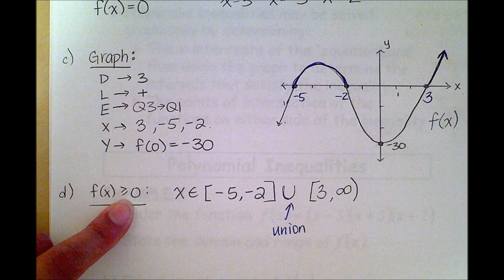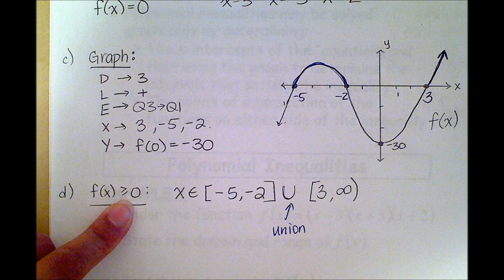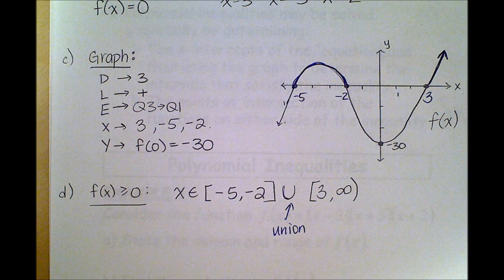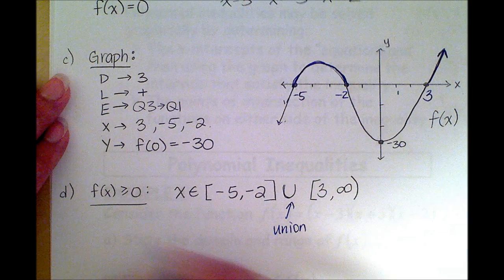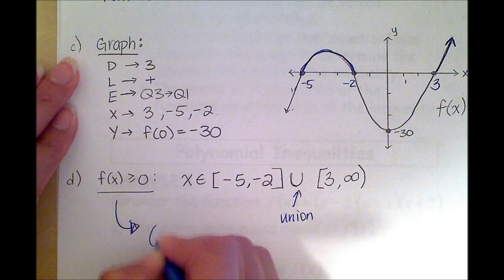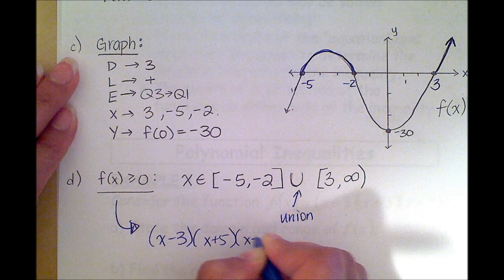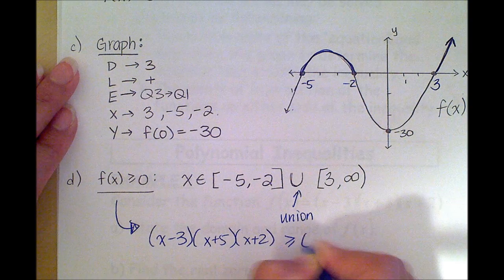Okay, so there's an example of solving a polynomial inequality, looking at when the function is greater than or equal to 0 using a graph. So essentially the polynomial inequality that we just solved is actually (x - 3)(x + 5)(x + 2) greater than or equal to 0. That's the inequality we just solved.